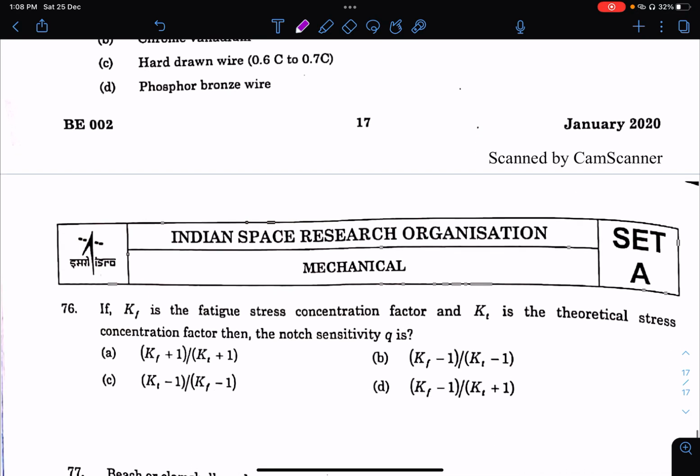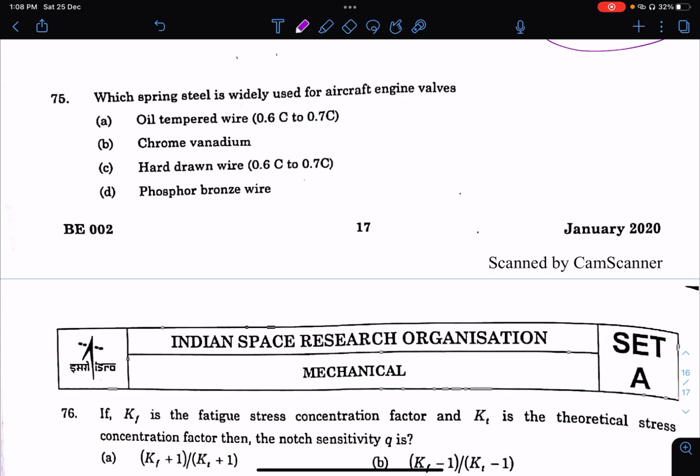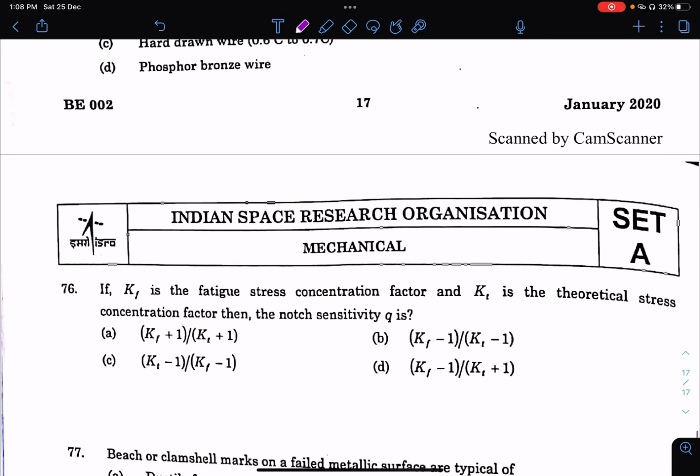We will leave question number 75, but its correct answer is B, that is chrome vanadium, the aircraft engine, because it is a high temperature resistant material, chrome vanadium. So for a valve, we will use chrome vanadium.